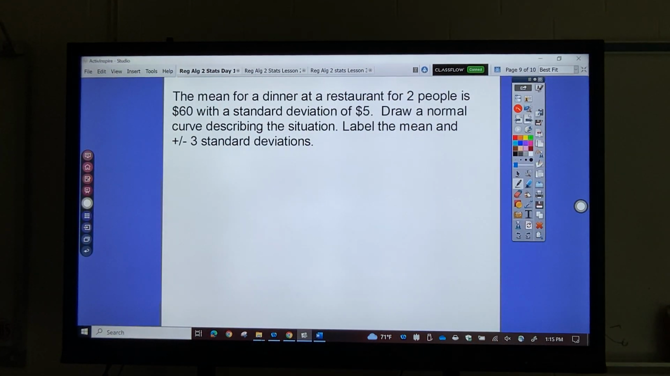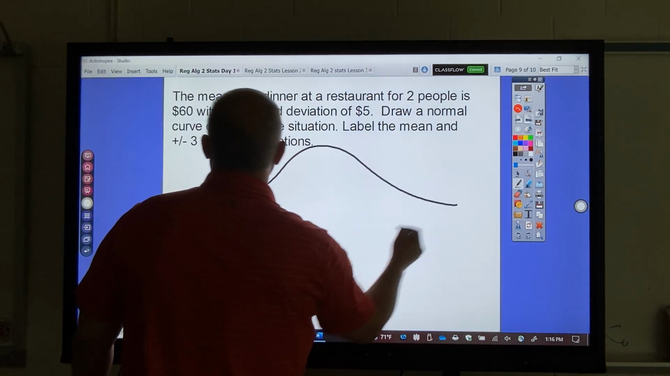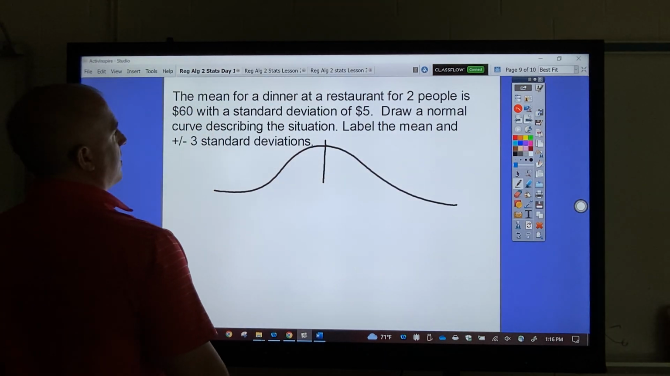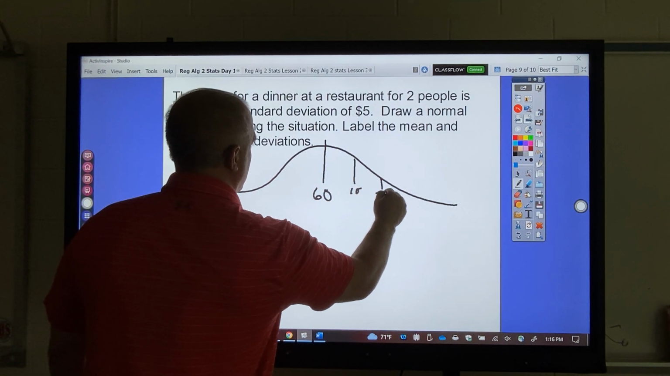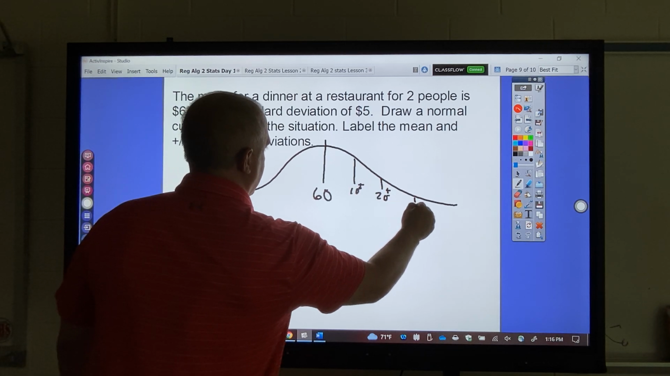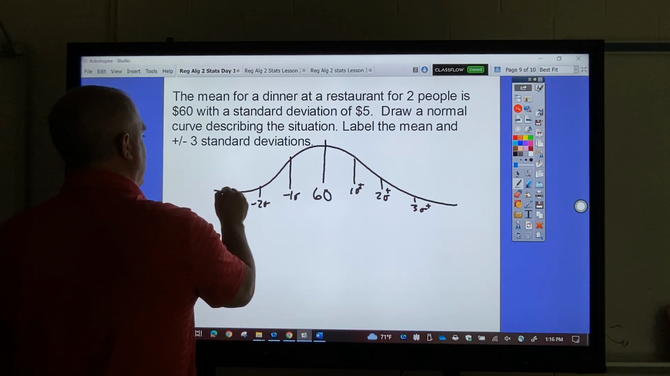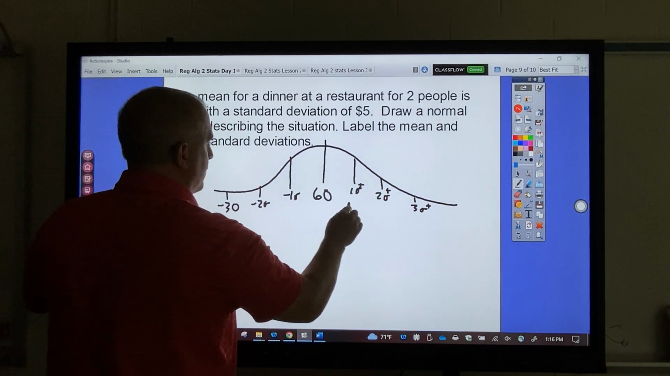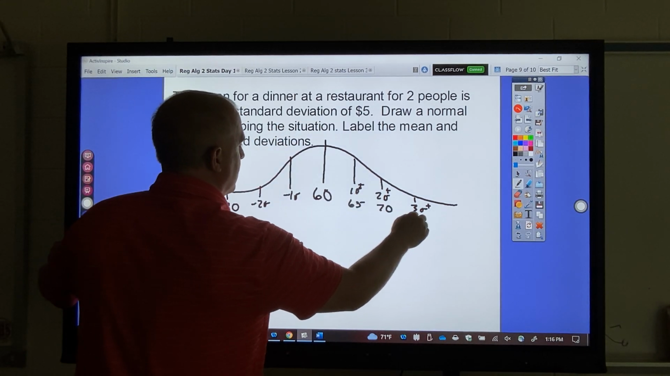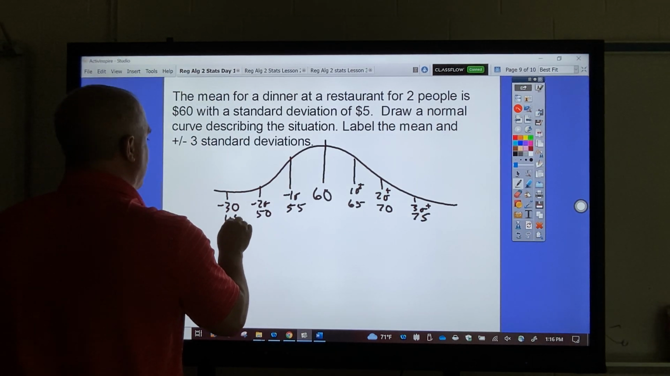It says the mean for a dinner at a restaurant for 2 people is $60 with a standard deviation of $5. Draw a normal curve. Well, the mean is going to be 60. This is 1 standard deviation, 2 positive, 3 positive. Then I got negative 1 standard deviation, negative 2 standard deviations, negative 3. Now, what does that mean? If my standard deviation is 5, this would be 65, this would be 70, this would be 75. Going the other way would be 55, 50, and 45.